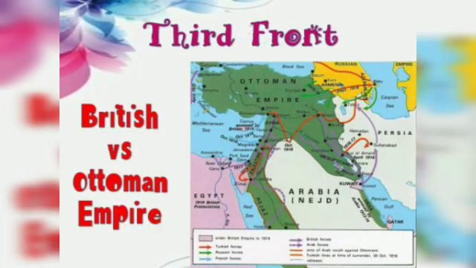Third front. A third front opened in the Balkans. The Central Powers occupied Serbia and Romania. The British attacked the Ottoman Empire from Egypt and occupied Palestine, but they were defeated at Gallipoli.